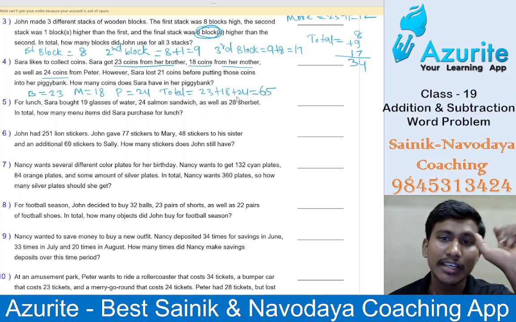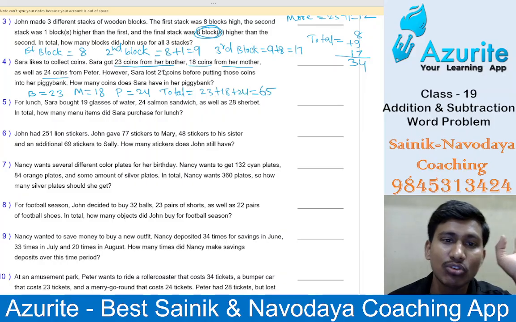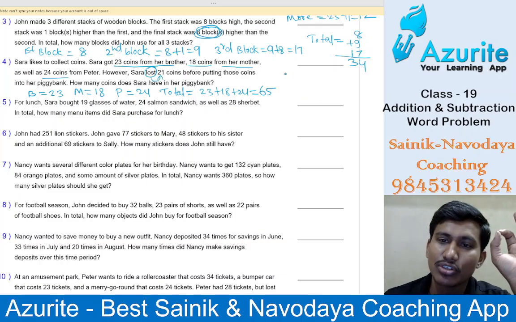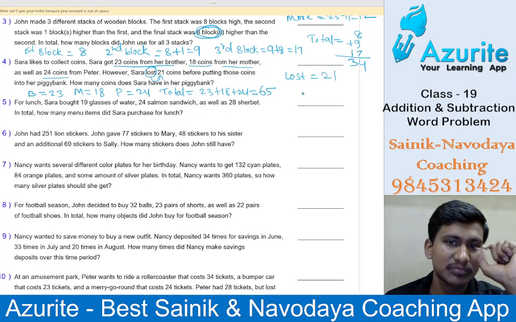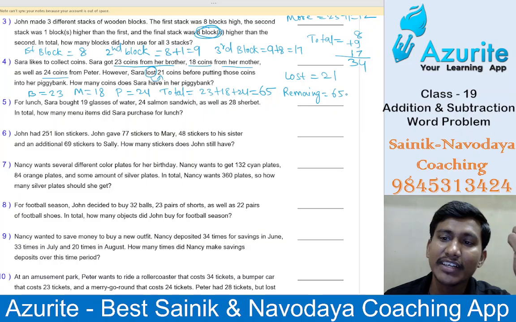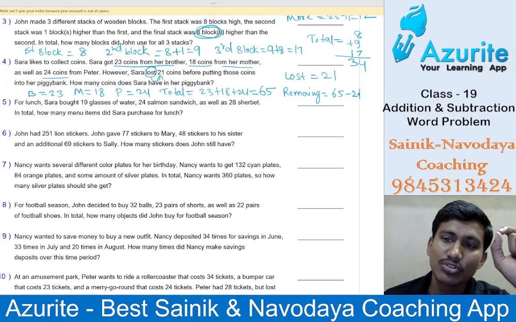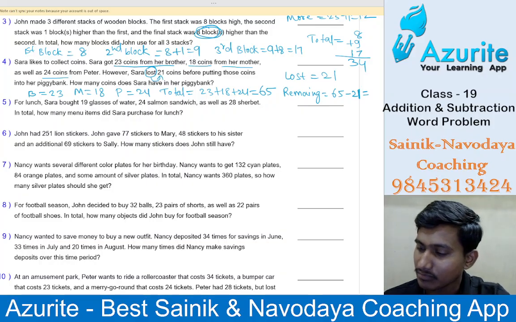Now 65 she had. She lost how many? 21 coins she lost. So remaining will be how much now? That is 65 minus 21. So that will be remaining. So 65 minus 21, what answer will come? That is, it will be 34.